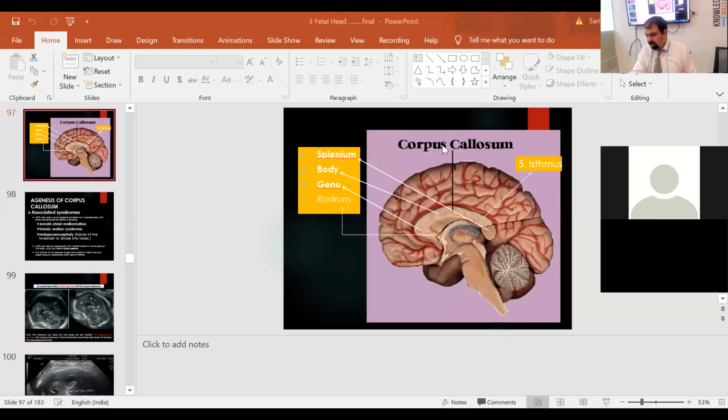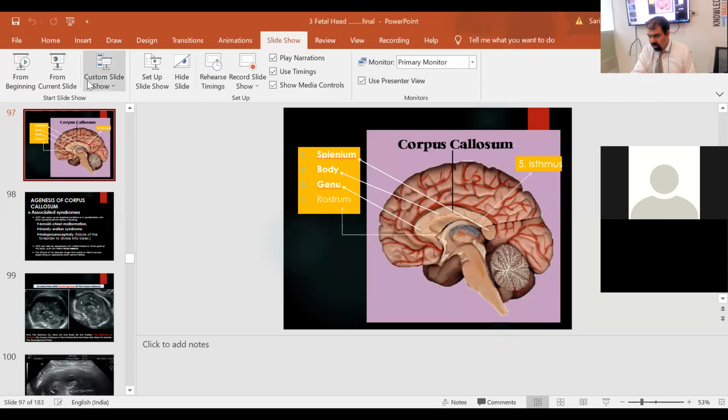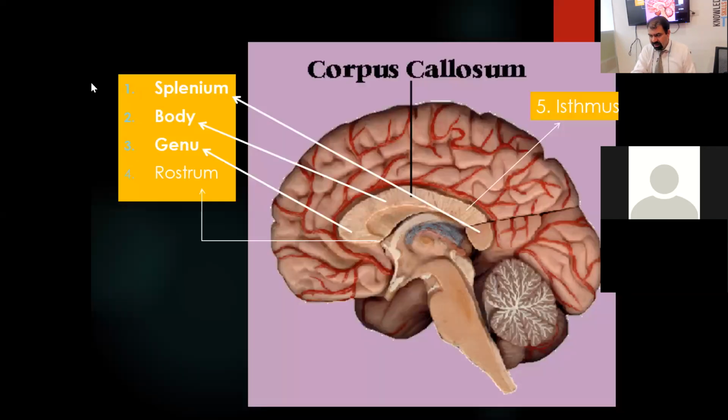Got it? Yeah. So this is the corpus callosum over here. In this corpus callosum, there are parts. As you now know, there is a splenium, there is a body, there is the genu, and there is a rostrum. Sometimes you may see this part and this part will be missing. That is partial agenesis of corpus callosum.